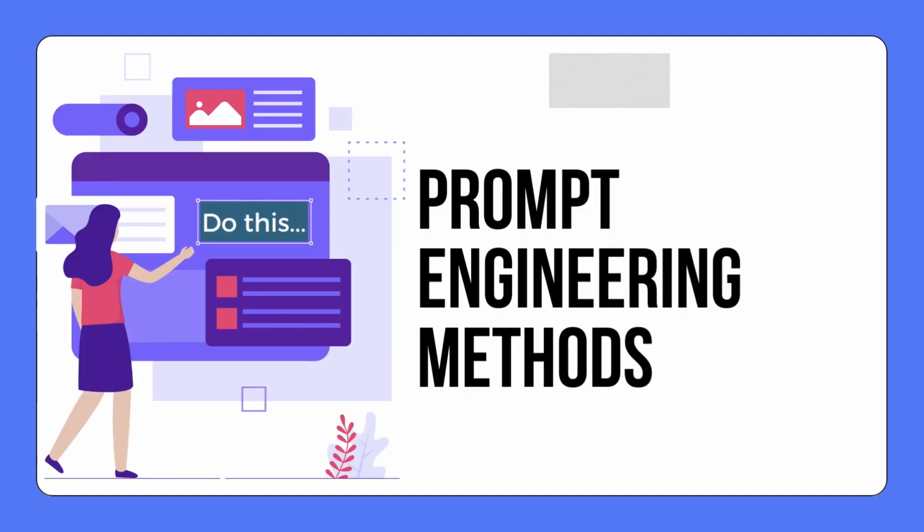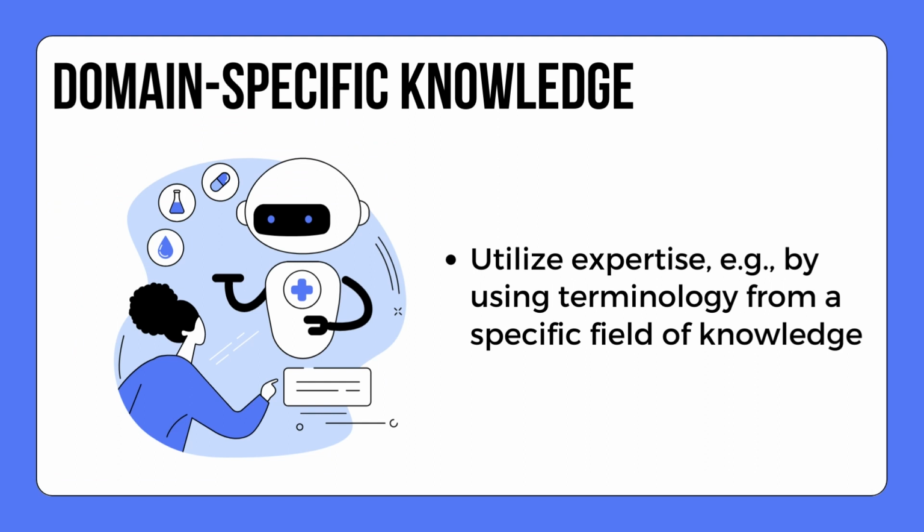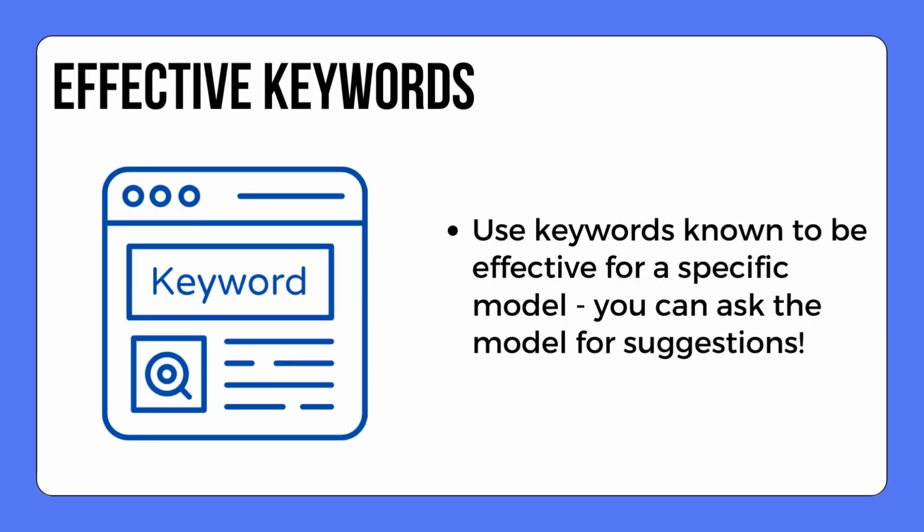Now, let's look at some of the techniques employed in prompt engineering to maximize the output quality of our generative AI models. One such method is using domain specific knowledge. When you know the task area well, you can leverage that expertise to design prompts that guide the model more effectively. For instance, if you're working in medical AI, you might use medical terminology and structures in your prompts to increase accuracy. Another method is to use keywords known to be effective for a specific model.